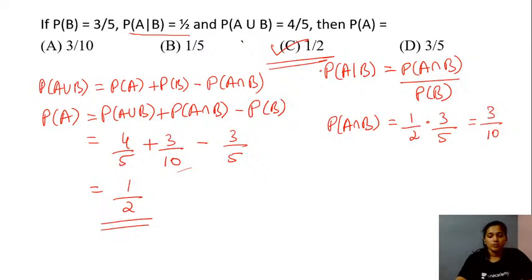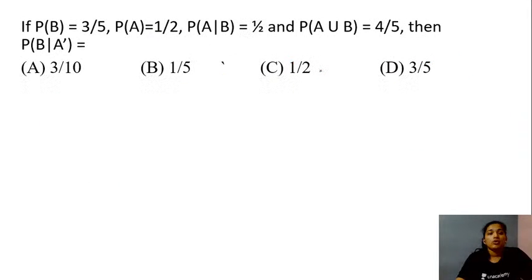So let me proceed with the next question for the class now. Here you have your next question now. Probability of your event B is 3 by 5. Probability of your event A is equal to half. Probability of your event A given your event B is half, and the probability of your event A or B is 4 by 5. Then the probability of your event B given your event A complement is equal to which of the following?